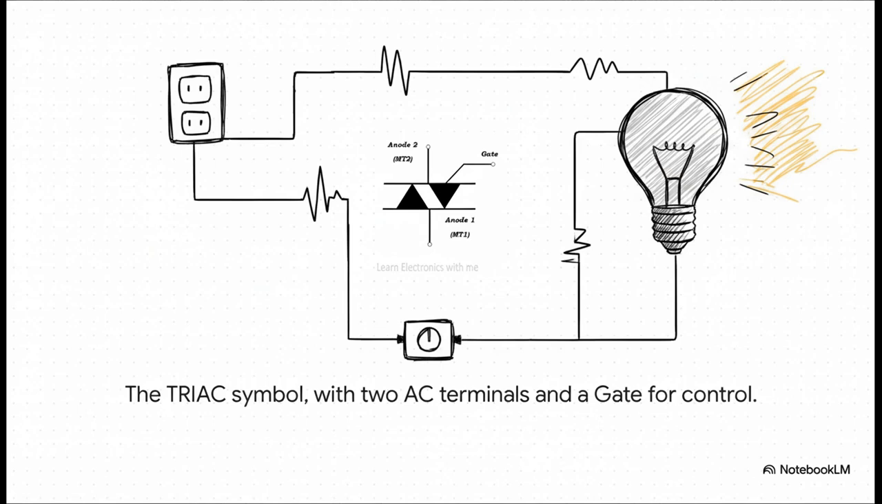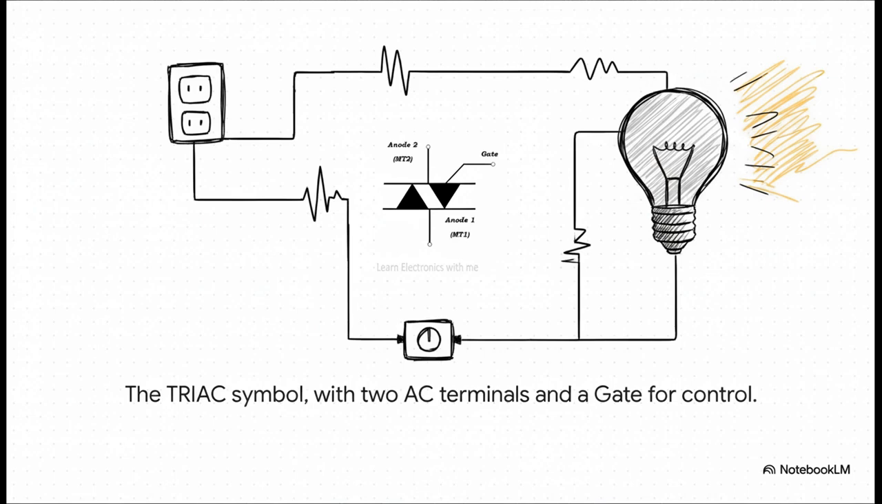And this brings us full circle. Remember that lamp dimmer we talked about? This is the guy doing all the work inside, the triac. The dimmer circuit uses that gate terminal to send out perfectly timed little pulses that control exactly how much of the AC power gets through to the light bulb. That's how you get that nice, smooth dimming effect.